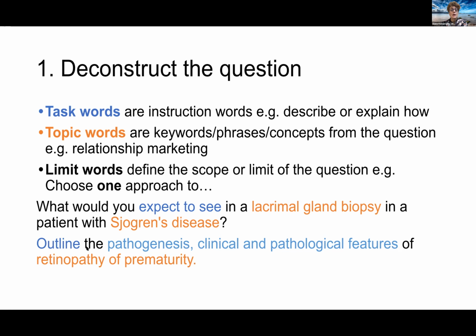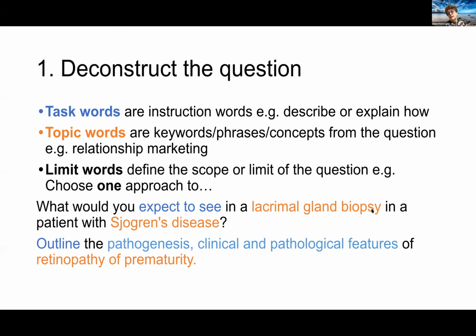So here we go. This is the task words. We want an outline of the pathogenesis, clinical and pathologic features of retinopathy of prematurity. So we want 3 paragraphs, one titled pathogenesis with some dot points underneath it, one titled clinical with some dot points underneath it, and one titled pathological features with some dot points underneath it.